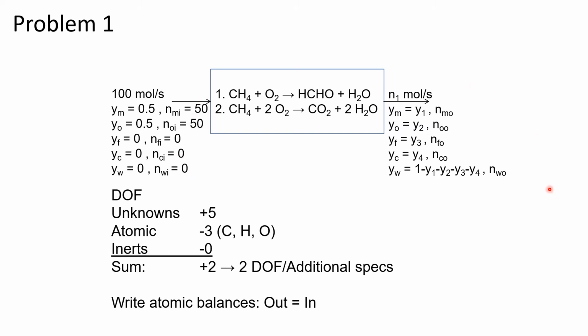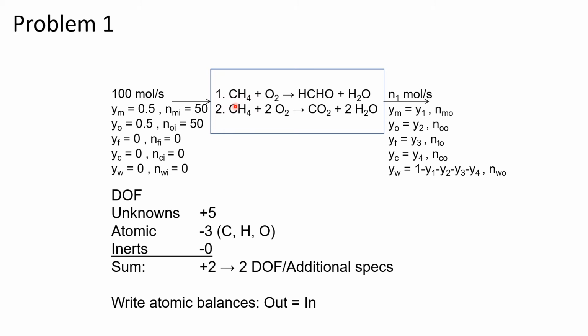Let's look at the product stream coming out. If we look at the mole fractions, we have 4 unknown mole fractions, Y1 through Y4, plus we don't know the total flow, so there's a total of 5 unknowns. If we look at the molar flow rates instead of each of the species, what we find is that there are 5 unknown molar flow rates. So either way, we count 5 unknowns, so there's a plus 5 here.